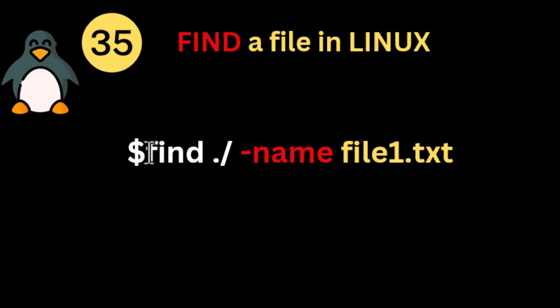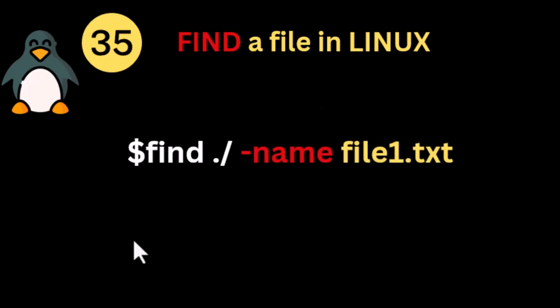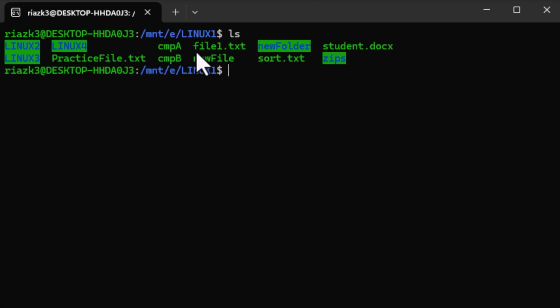Okay, we'll copy this command and let's go to terminal. We are in Linux 1. We will show you the file. Here we have the file1 dot txt, but now we are moving in the backward direction from this particular position by 2 steps. Okay, and we will reach to mount.